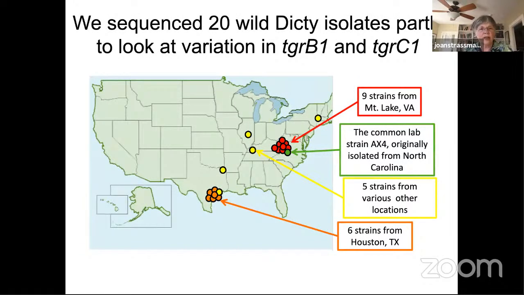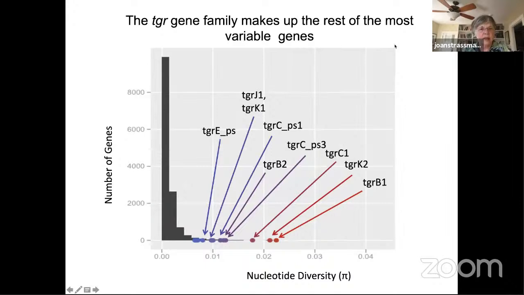So again, truthing this with collections from the field, we sequenced about 20 strains from different places, and then we looked at these genes and their variation. And to our surprise, if you look overall at number of genes, we have the whole genome, and nucleotide diversity, these are tiger C1 and tiger B1 were two of the most variable genes in the entire genome. And the other most variable were others in the same family. And so I won't go into all the details of showing how it seems like these are switching in and out and maintaining high recognition.